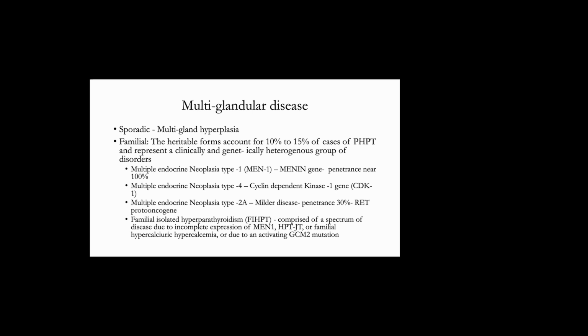There is something called familial isolated hyperparathyroidism, a spectrum of disease due to incomplete expression of either MEN1, HPTJT, or FHH. These are generally due to activating GCM2 mutations, where the patient has familial occurrence of PHPT, but you're not able to find the classical genes, MEN1, HPTJT, or CASR mutations. That could be because of FIHPT, which is GCM2.